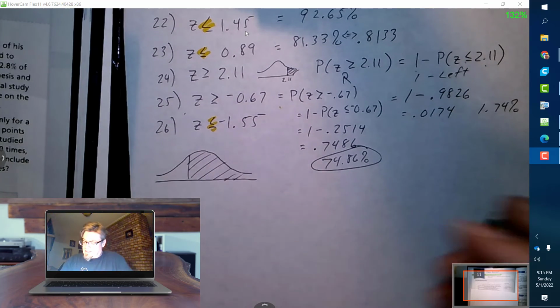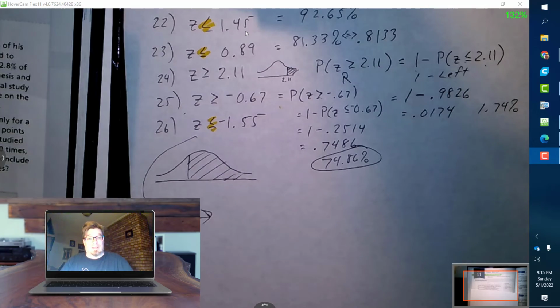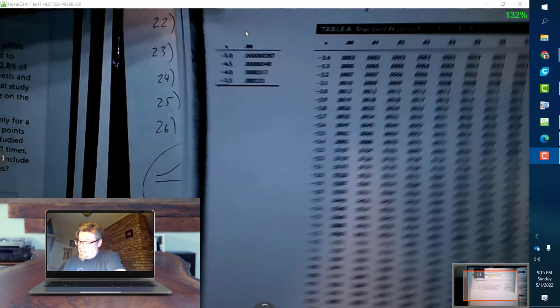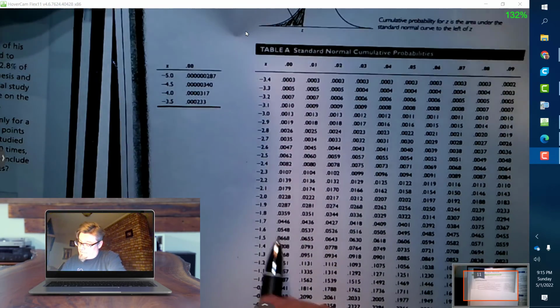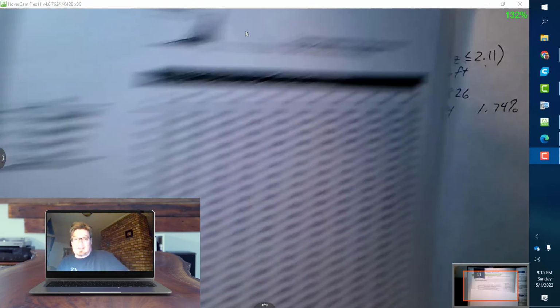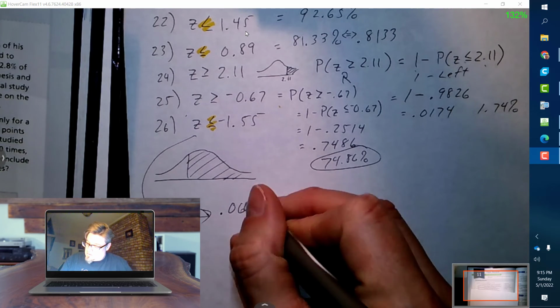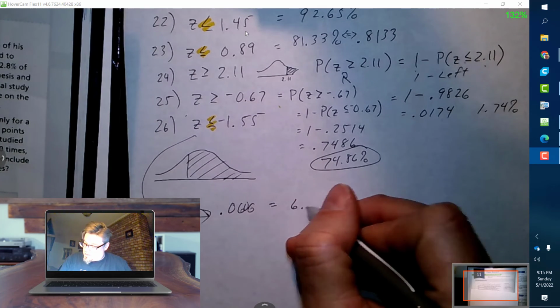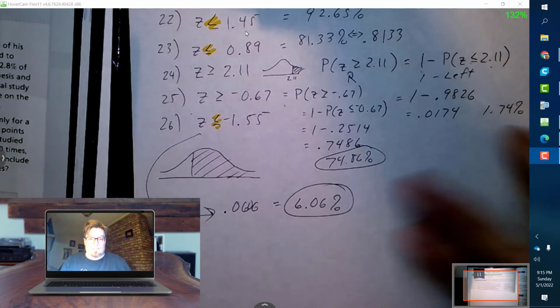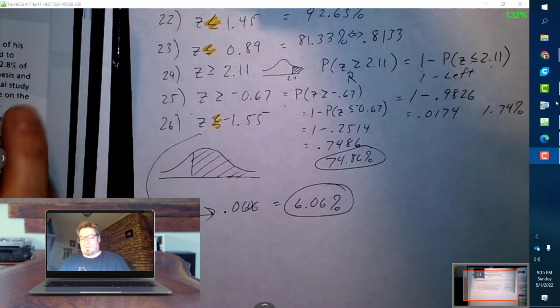All right, this one, 26, we're going back to kind of an easier problem just because that's a table problem. And now we just look on the negative side. So negative 1.55 is going to be, the answer is 0.0606, which is also 6.06%. Okay. Where are we at? 7 minutes. Go to the next one.